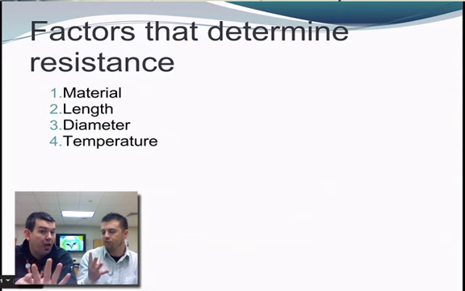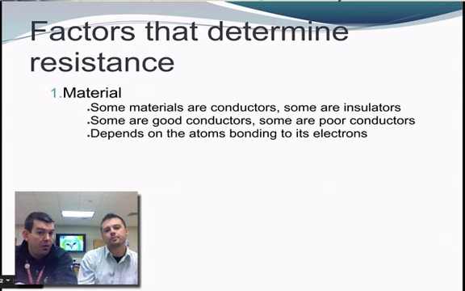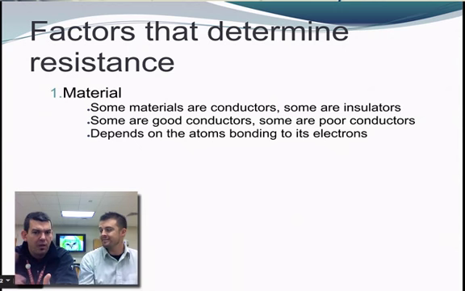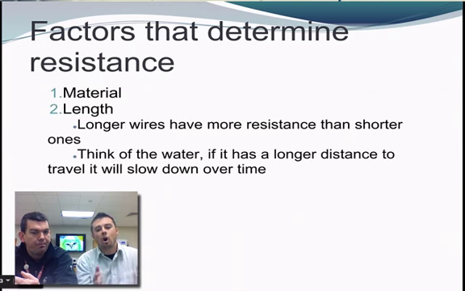Okay. So there are four factors. The first one is material. Some materials are conductors, like we talked about before, and some are insulators. Some are good conductors, they allow electricity to flow through them easily. Some are poor conductors. For example, gold is a very good conductor, but very expensive, versus copper, which is also a good conductor, but is cheaper to use. So sometimes we have to think about money and finances, and make sure it's something that's affordable.